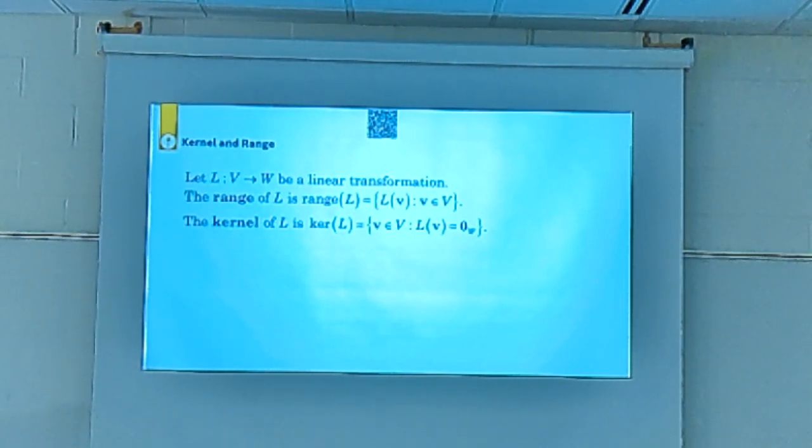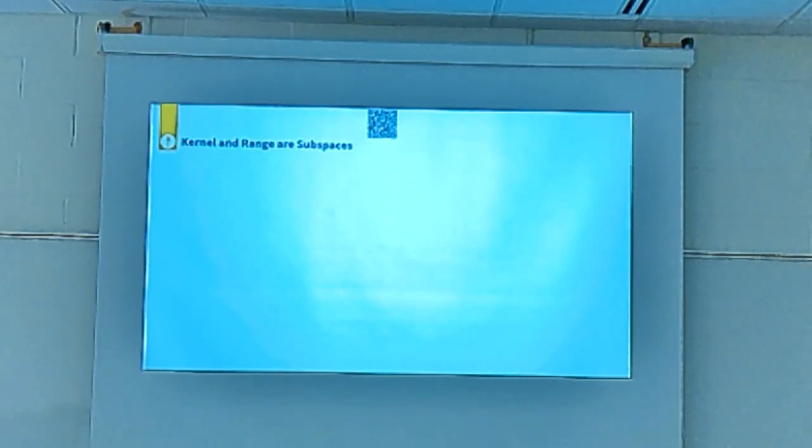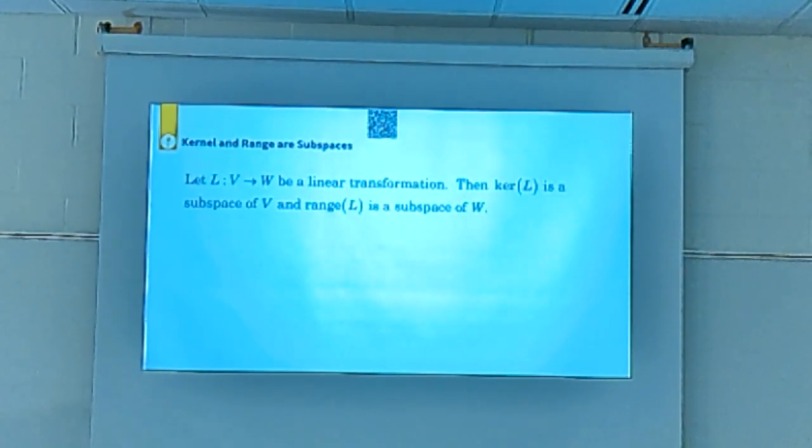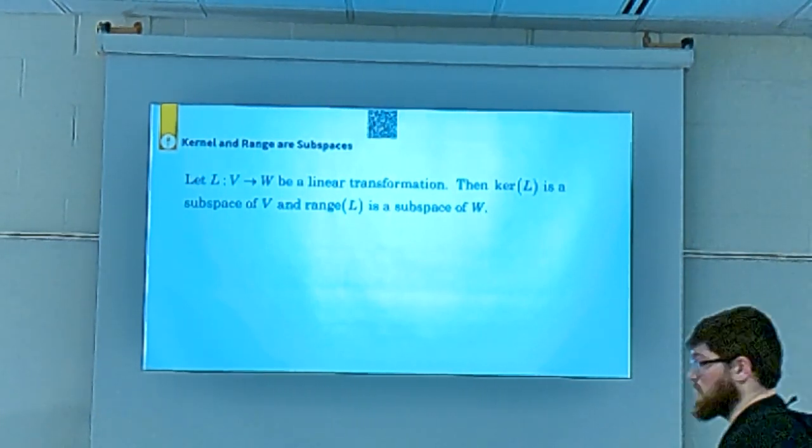What was range in words again? It's just the set of all your outputs, or the set of all images. These are subspaces. So the kernel of L is a subspace of V, your domain, and the range of L is a subspace of your codomain, W.